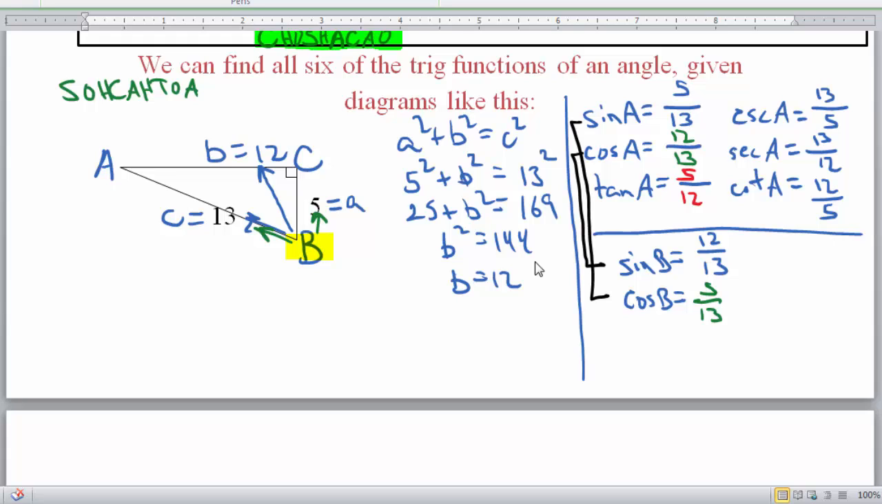Of course I could finish the other 4 if I wanted to, but I think we get the point here. So the bottom line is, what you should remember is SOHCAHTOA plus the reciprocal functions. And that's how you'll be able to evaluate trig functions of angles of a right triangle.